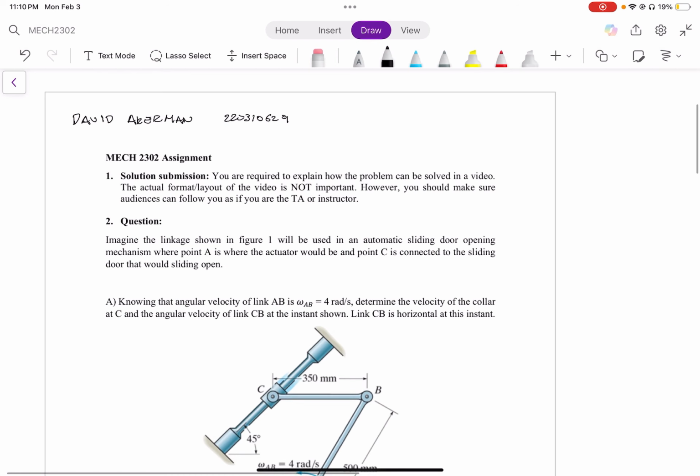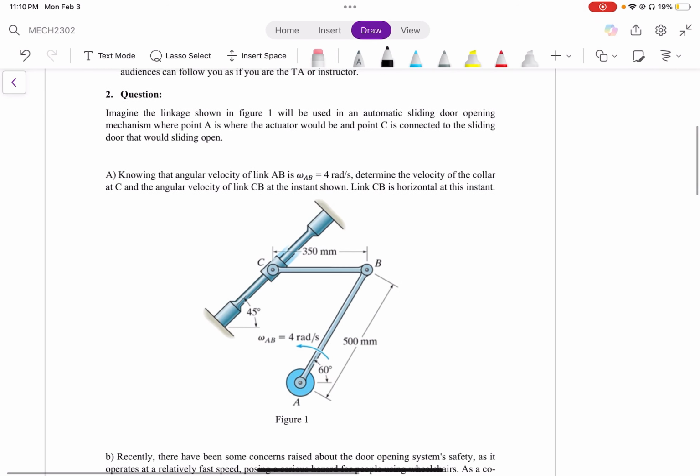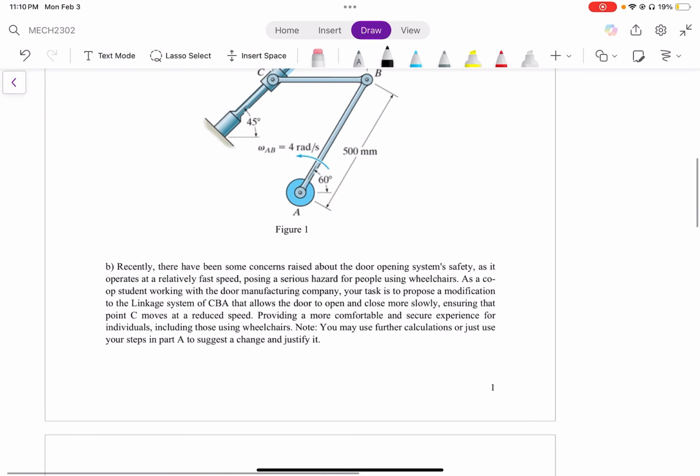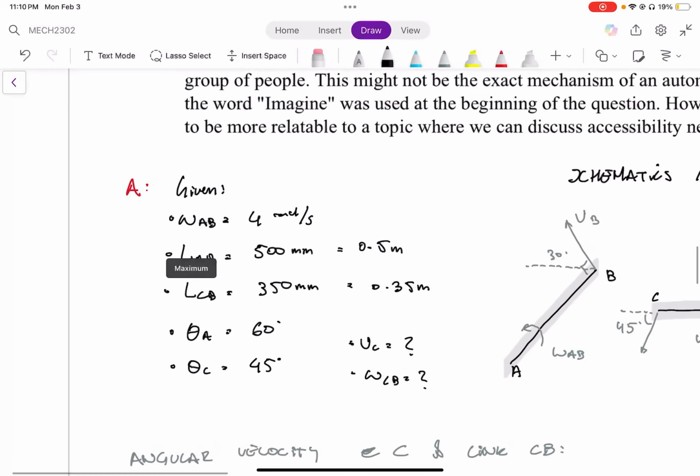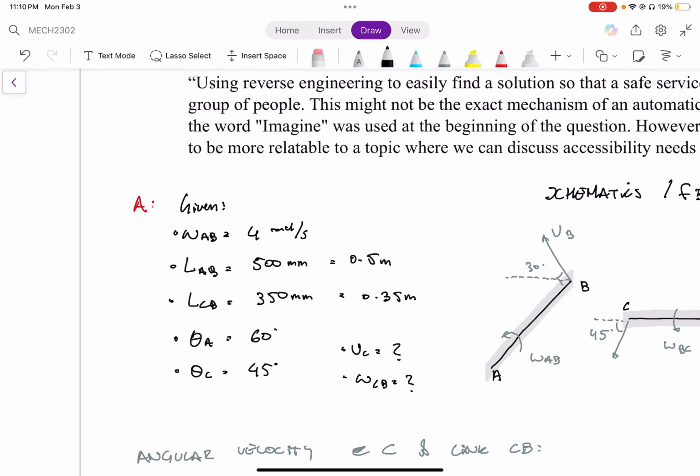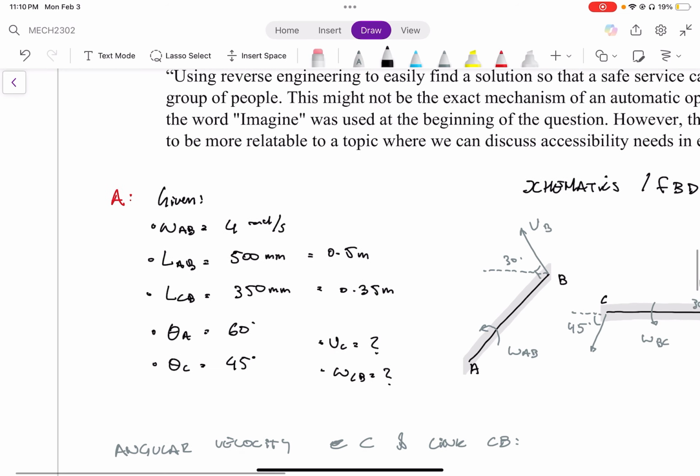Let's get started. So this is the question where it has part A with a diagram and then part B, which is written response. Based on the question that was given, omega AB is 4 rad/s. The length of AB is 500 millimeters, which converts to 0.5 meters. The length of CB equals 350 millimeters, which equals 0.35 meters.